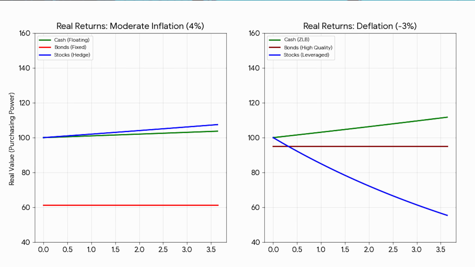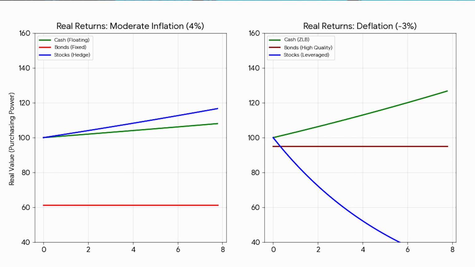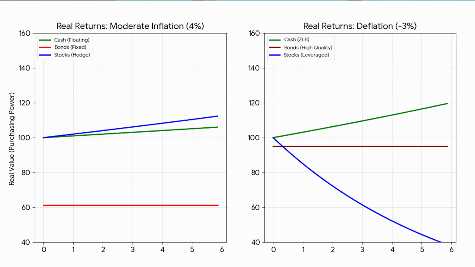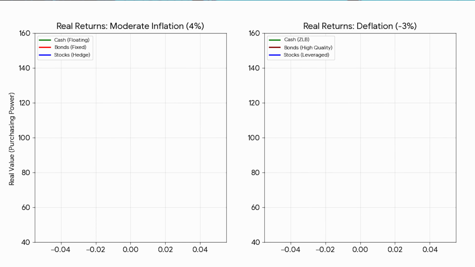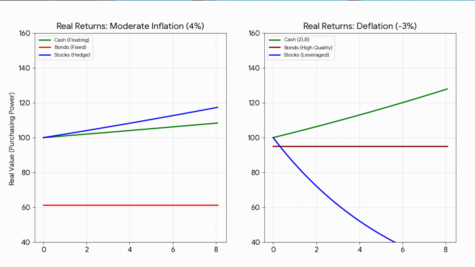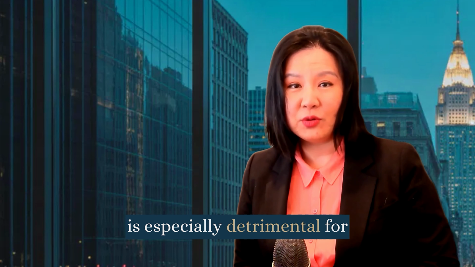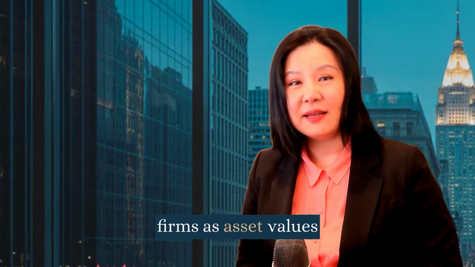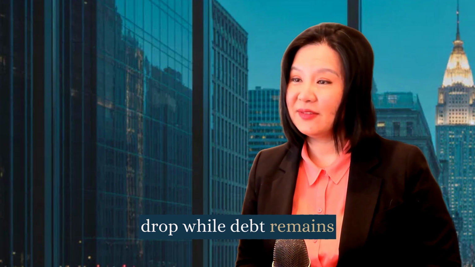Stocks, meanwhile, tend to be neutral in expected inflation because cash flows like earnings and discount rates usually rise together, offsetting each other. However, stocks are major losers in deflation, which is especially detrimental for asset-intensive or highly leveraged firms as asset values drop while debt remains fixed.